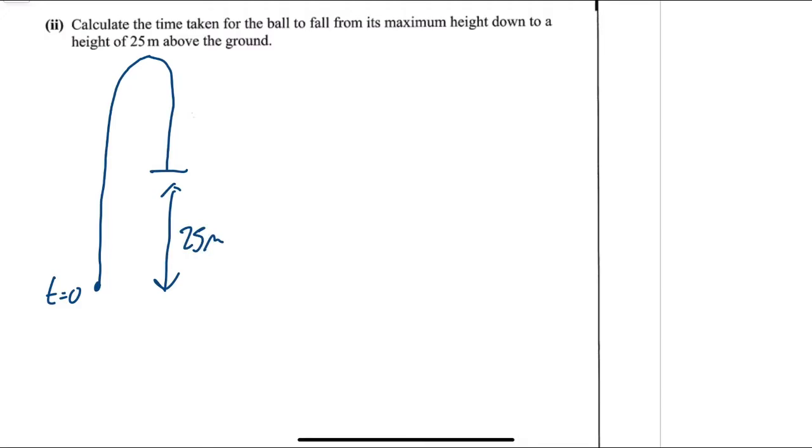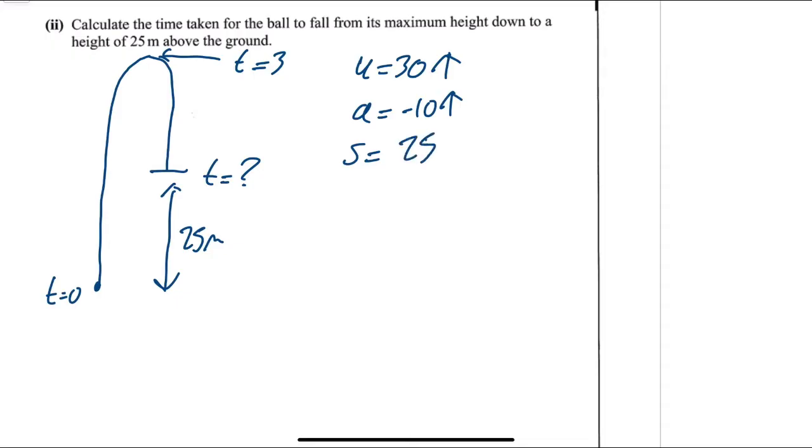So we'll see, and we know it is at this maximum when t is equal to 3. So we want to find this time here. And then at the end we can just subtract t. So we're finding the time from the very start of the motion. Initially it was projected upwards with a speed of 30. Our a, remember, was minus 10 upwards. Our s, we wanted to be 25 metres upwards. And also we are trying to find our time. Remember, we're trying to find this time here.